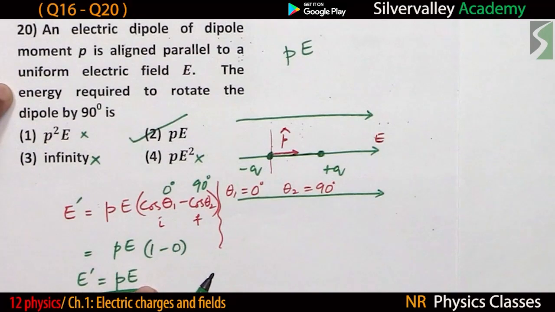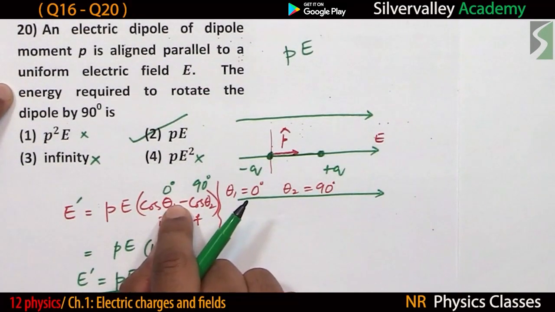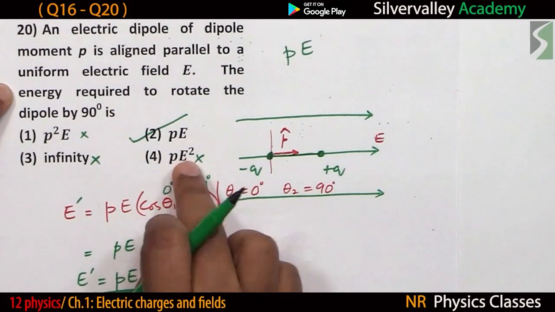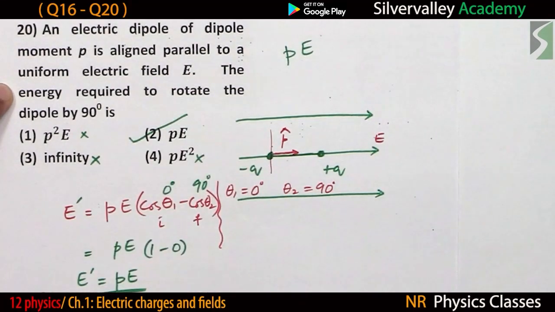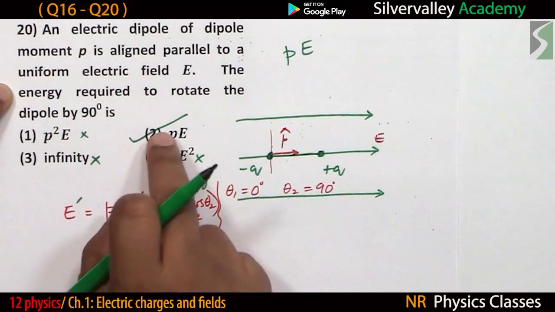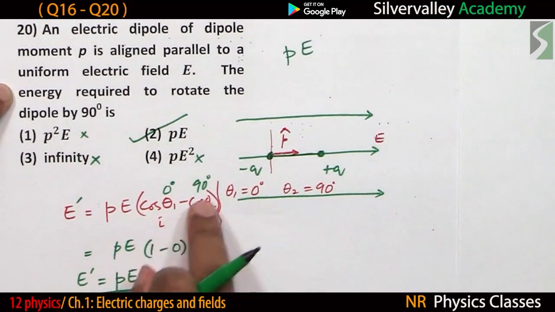Always try to get the answer using equations. Of course, among these four, we can guess that this is the option. But how it is PE, why it is not minus PE, and why it is not half PE, we have to depend on the equation.